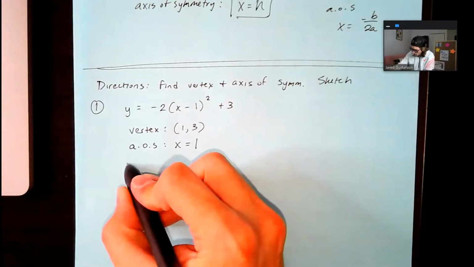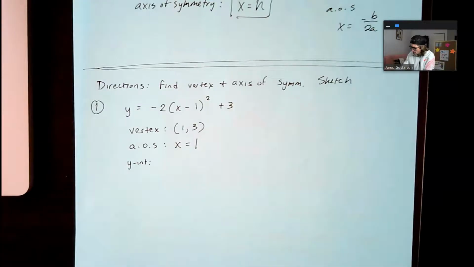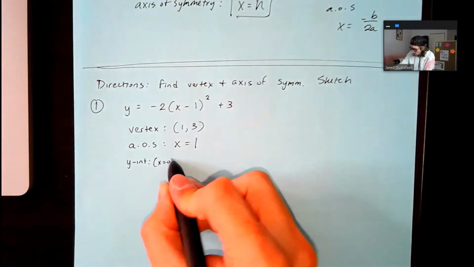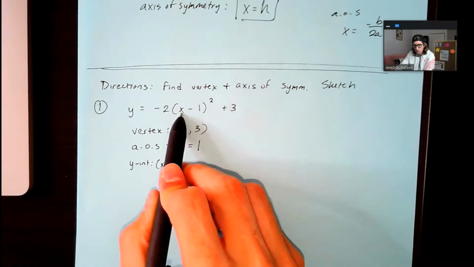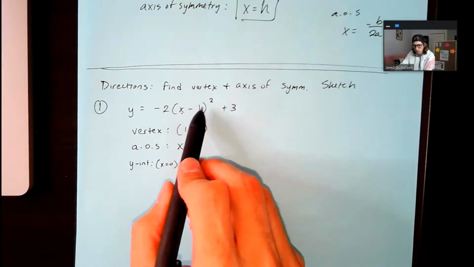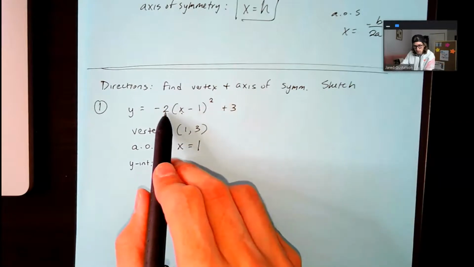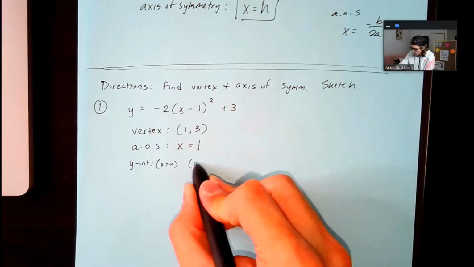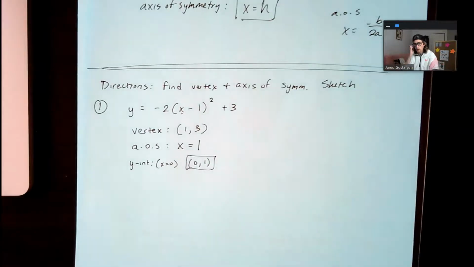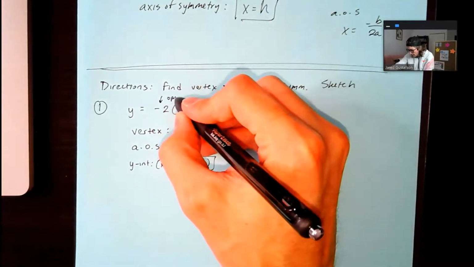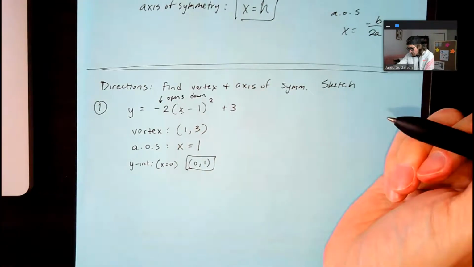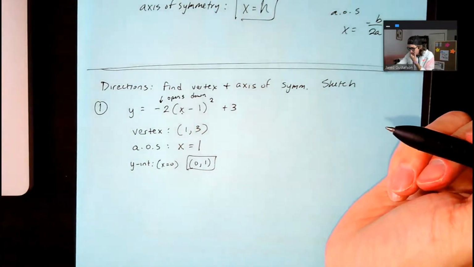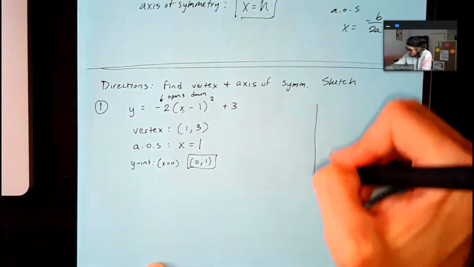I know it doesn't ask for it, but let's talk about the y-intercept. Y-intercept happens when x equals 0, so if you plugged in 0 there, thinking about order of operations, 0 minus 1 is -1, squared is +1, times -2 is -2, plus 3 is 1. So it needs to go through the point 0, 1. So when we're graphing, that's going to be helpful. Since this has a leading coefficient of -2, we know it opens down. And I don't know if it's got any nice x-intercepts. Let's sketch our graph.